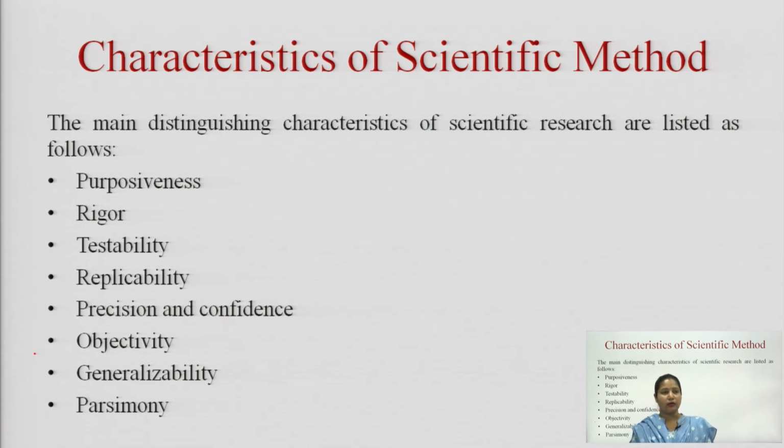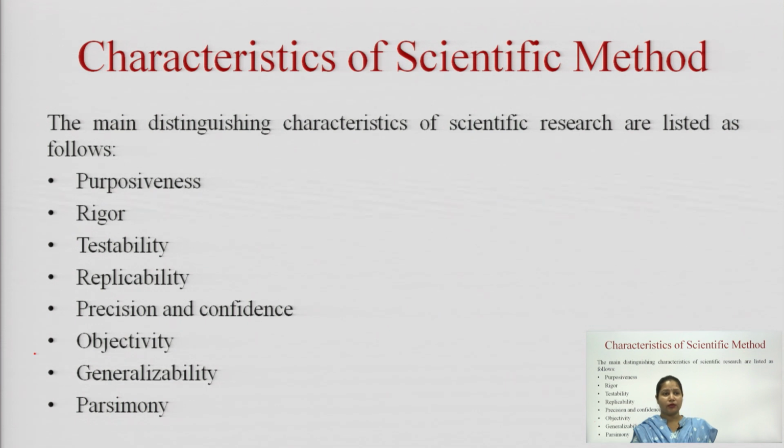Next is rigorousness. When we add rigorousness, it means you are doing the research in a careful manner. Whatever you do should be in a proper format and in proper steps. Every step should be well defined and you cannot deviate from those steps because of your feeling or perception. Whatever steps are defined at the initial stage, you must follow those steps.